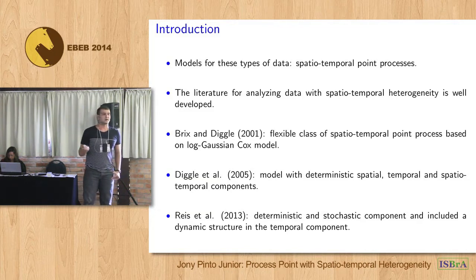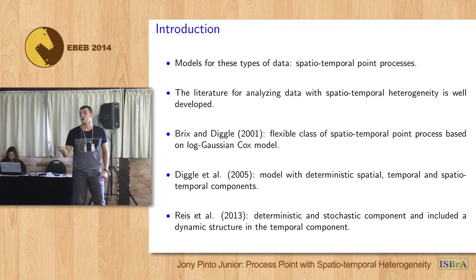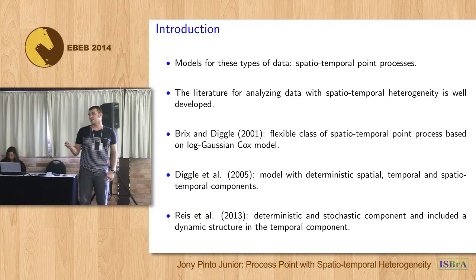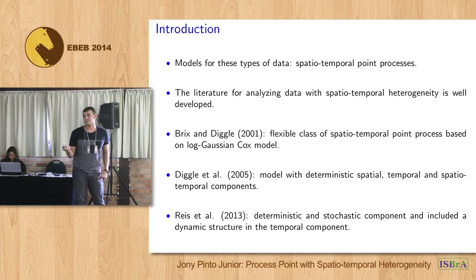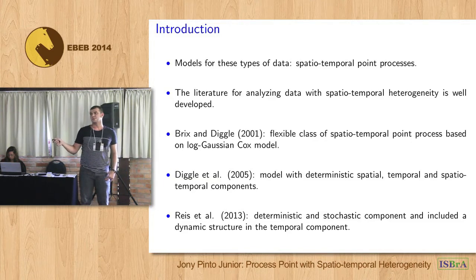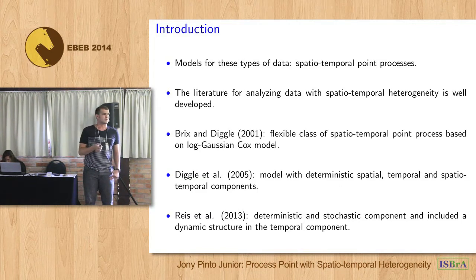The literature for analyzing data with spatial temporal heterogeneity is well developed. For example, Brix and Diggle 2001 describe a flexible class of spatial temporal point processes based on the log-Gaussian Cox model. Diggle et al. 2005 describe a class of models similar to Brix and Diggle 2001, but they included deterministic spatial, temporal, and spatial temporal components. Hayes et al. 2013 use not only deterministic components, but also stochastic components, and they included a dynamic structure in the temporal component.